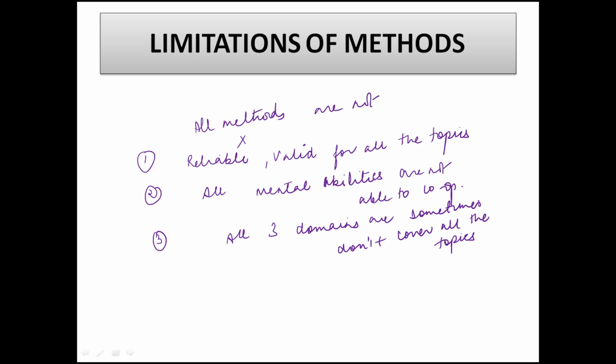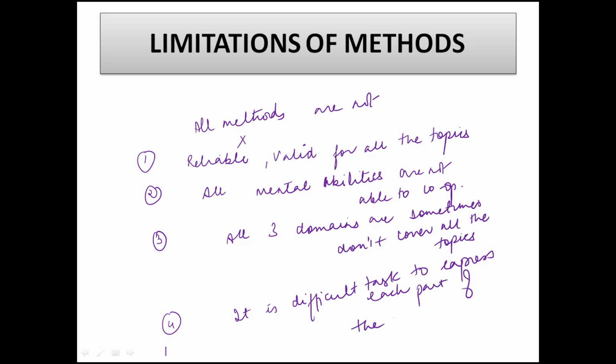Majorly the cognitive domain is fulfilled by most of the written objectives, and it is a difficult task to express each part of the content as a mental process. So these are the limitations of different methods of writing behavioral objectives, but we have to write or specify our objective before teaching any topic in the classroom.